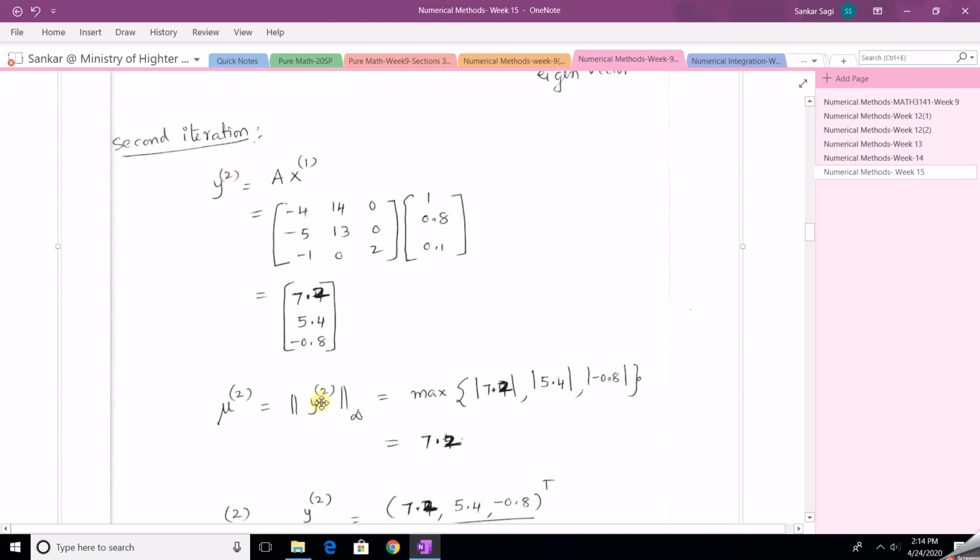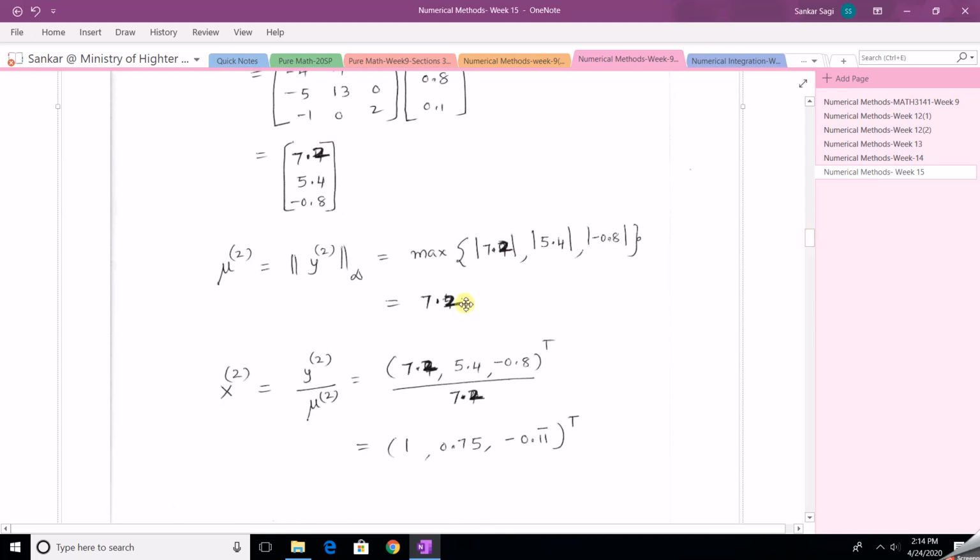Once you get y2, you have to find the L infinity norm of this vector y2. So the L infinity norm of this vector is 7.2. So this will be the eigenvalue. Now we divide this y2 vector by this mu2.